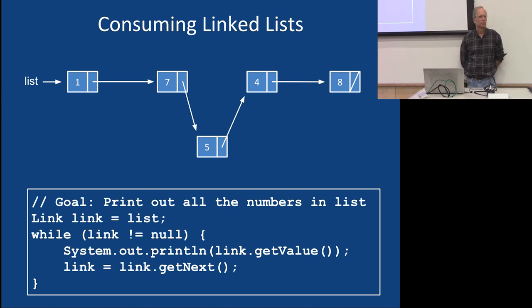It would just enter an infinite loop. Yeah, it's an infinite loop. It would never hit null. It would print out 1, 7, 5, 4, 8, 7, 5, 4, 8, 7, 5, 4, 8. It would just be stuck in that loop. So that code here would only work for true lists, not for this kind of circular structure. Okay?